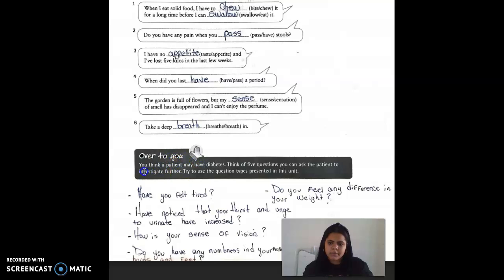Over to you. You think a patient may have diabetes? Think of 5 questions you can ask the patient to investigate further. Try to use the question types present in this unit.